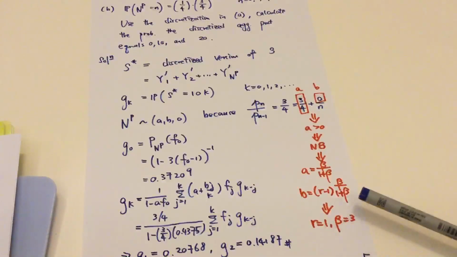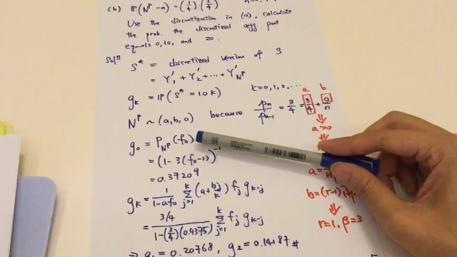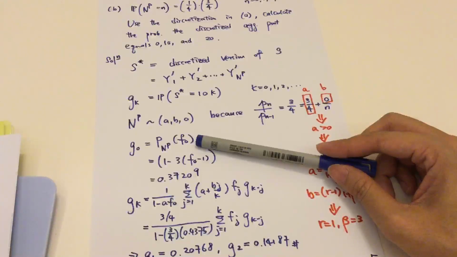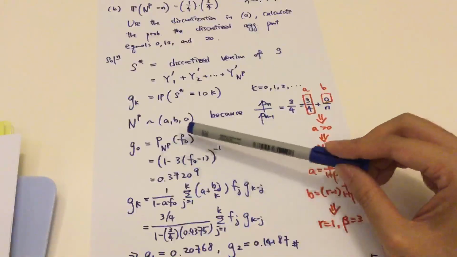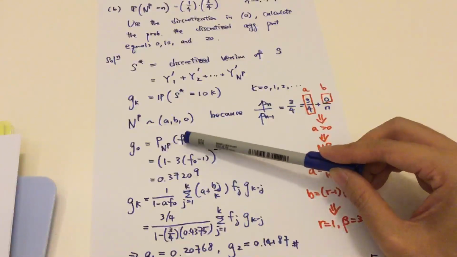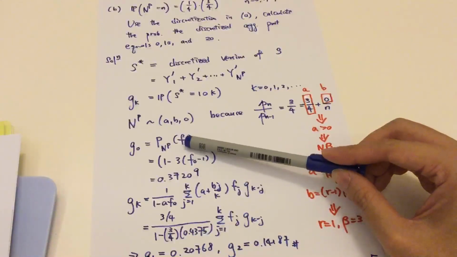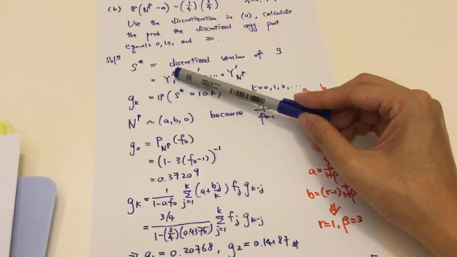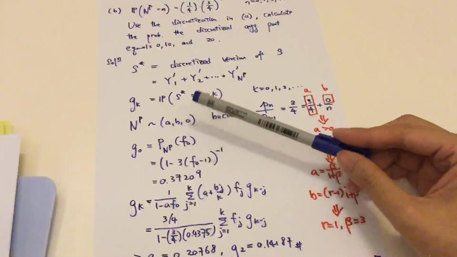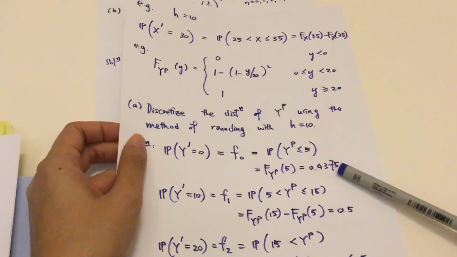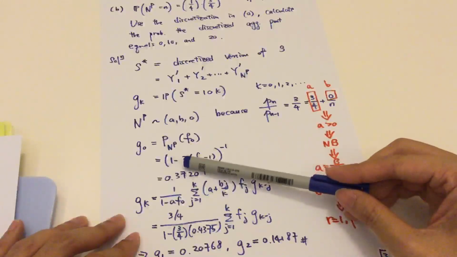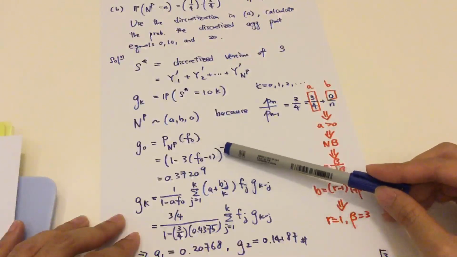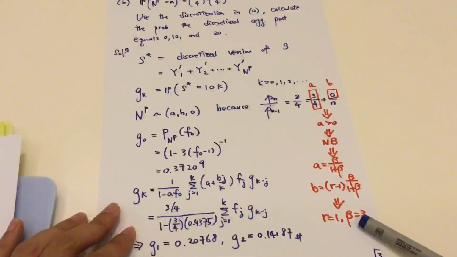Okay, so we can use Panjer recursion. So we first write down g_0, the initialization of the recursion, which is P of N_P, the PGF of N_P, evaluated at f_0. What is f_0? f_0 is the probability mass that this Y prime equals 0. Okay, and we obtained it in part A, which is here, 0.4375. Okay, and then this (1 minus 3(t minus 1)) to the power negative 1 is the PGF of this negative binomial.